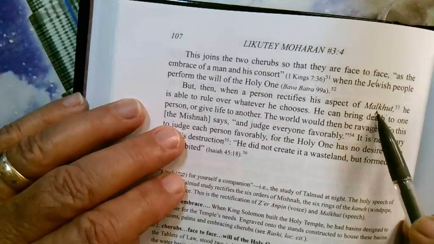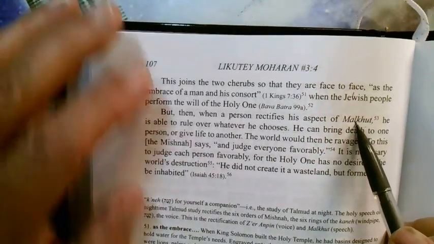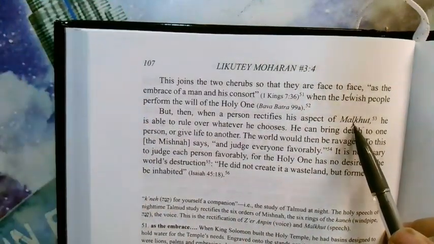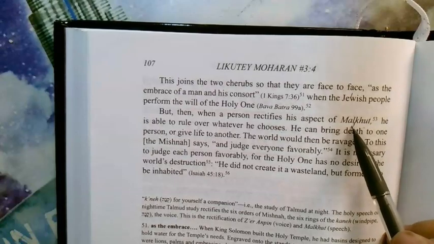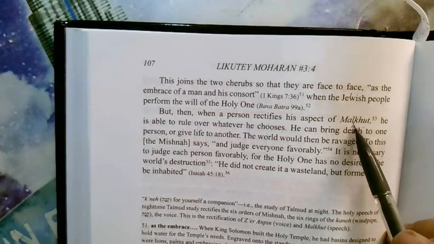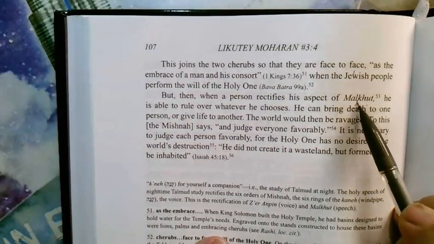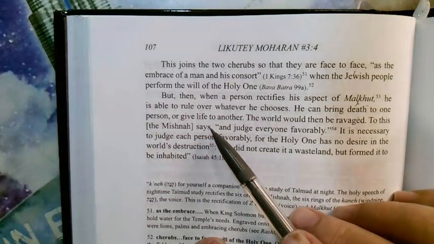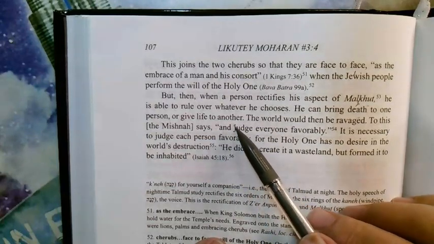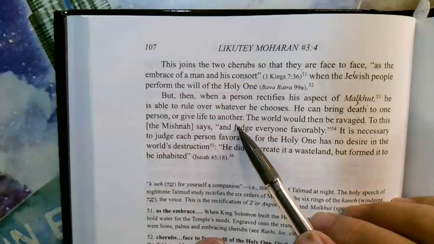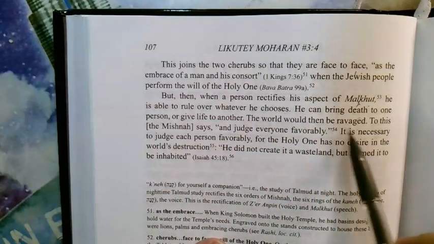the Pirush says he has corrected his personal aspect. In other words, we all are children of Malchus. We have a direct line to that Malchus, because Malchus is feeding us. That is what brings us life. So we have that possible. The person has rectified that and has himself a direct channel to Malchus, a very high level. That person could really give life to another or take it away. The world would then be ravaged.